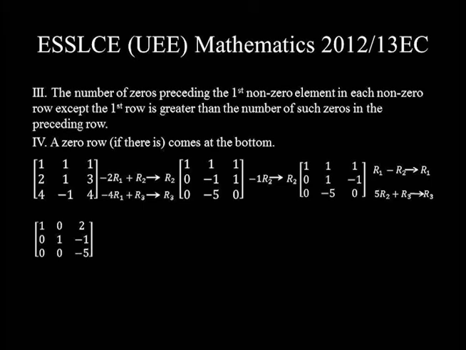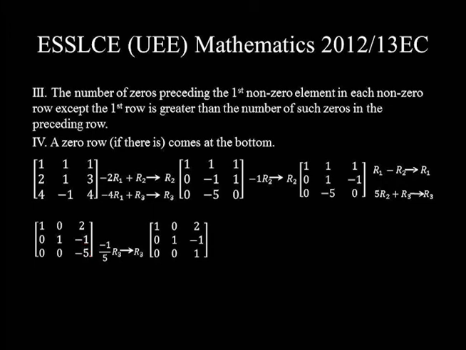Step 5, convert the pivot element of row 3, that's -5, to 1. Simply multiply row 3 by -1 over 5 and then put it in row 3. Row 1 and row 2 will be the same. 0 times -1 over 5 is 0. 0 times -1 over 5 is 0. -1 over 5 times -5 is 1.